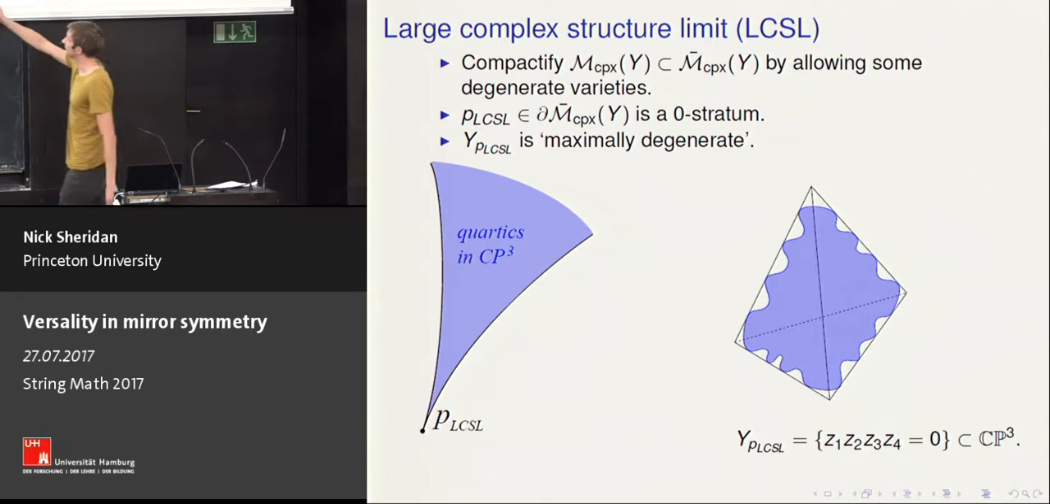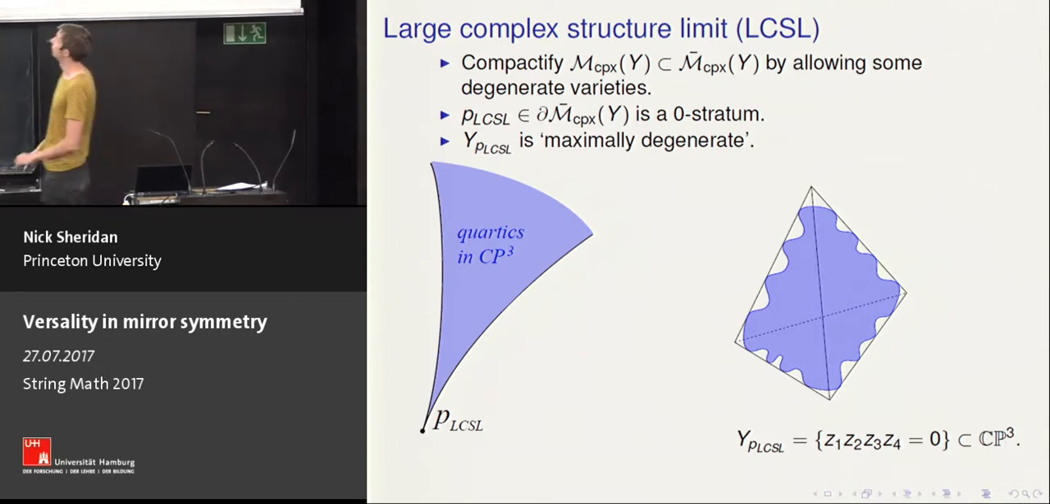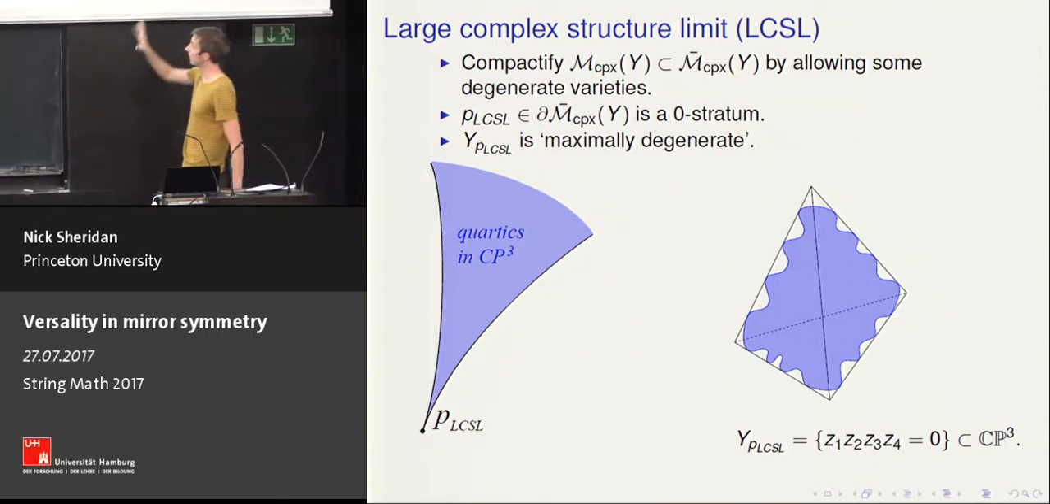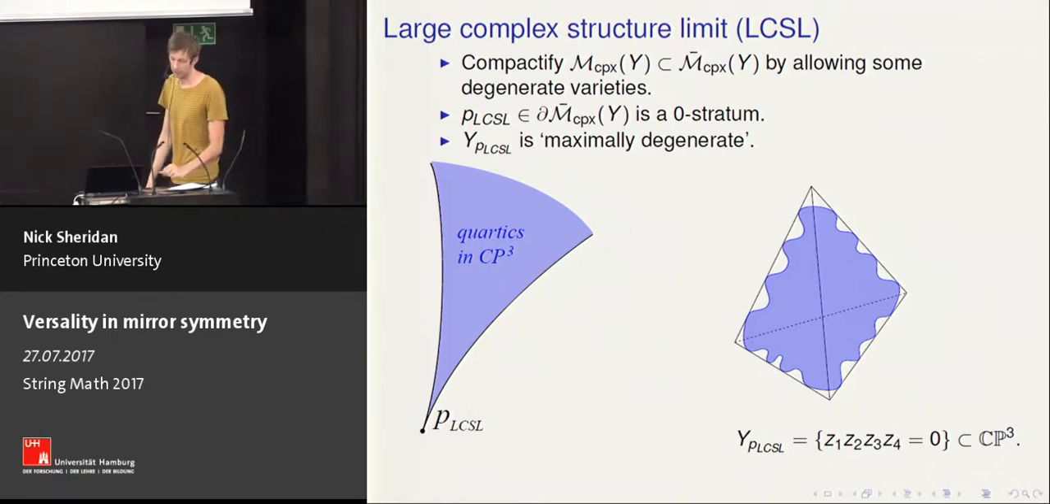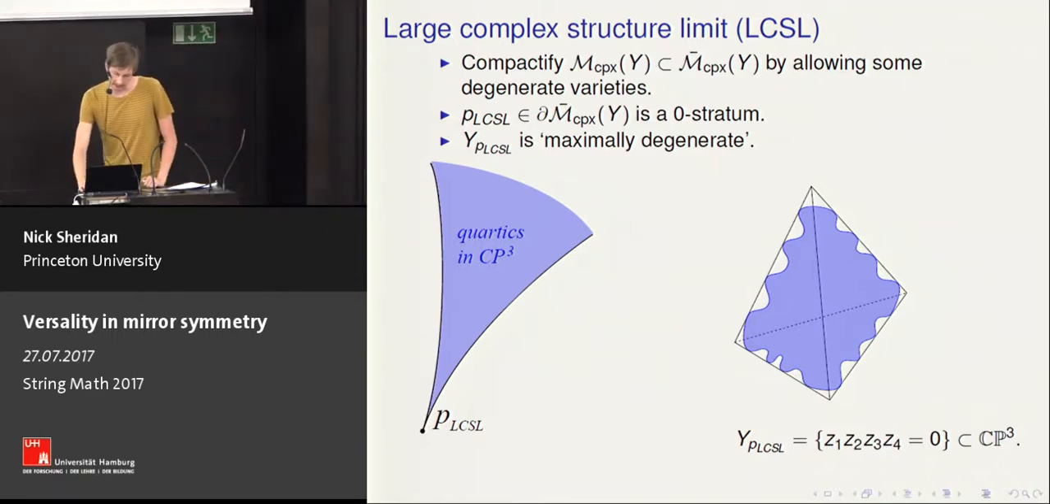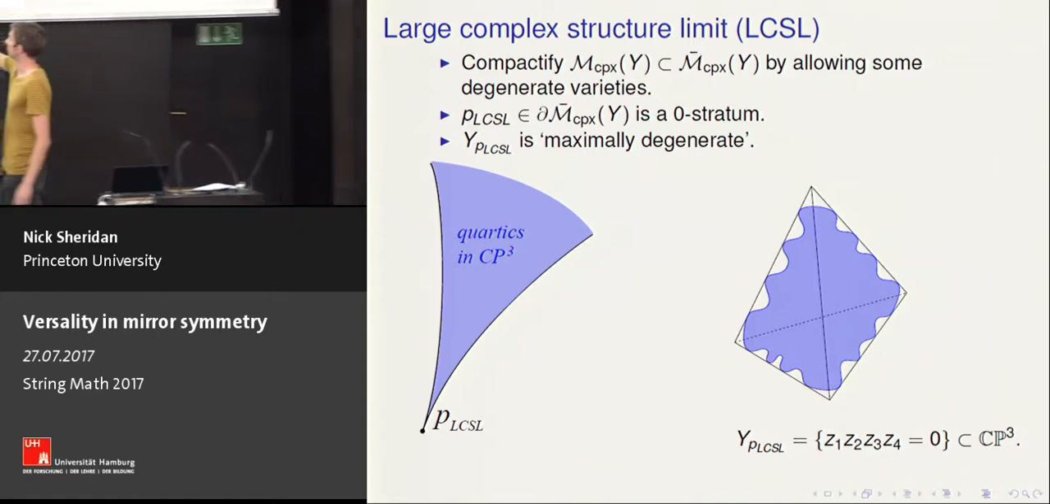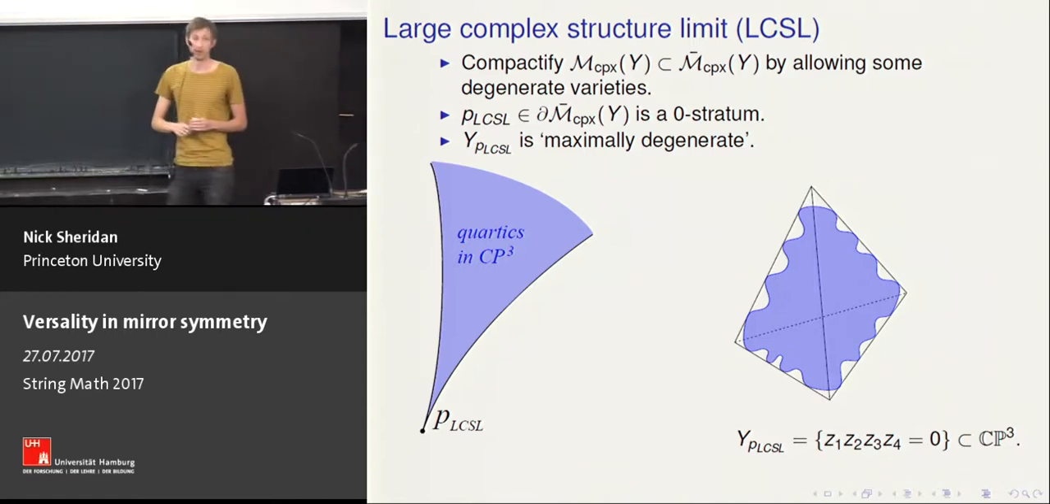So here's a picture of the moment polytope of CP^3. In blue, we've drawn a blob, which corresponds to a quartic hypersurface in CP^3. And an example of a large complex structure limit is a quartic hypersurface which is the union of the coordinate hyperplanes.